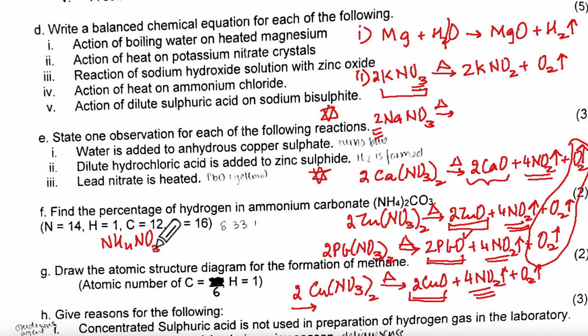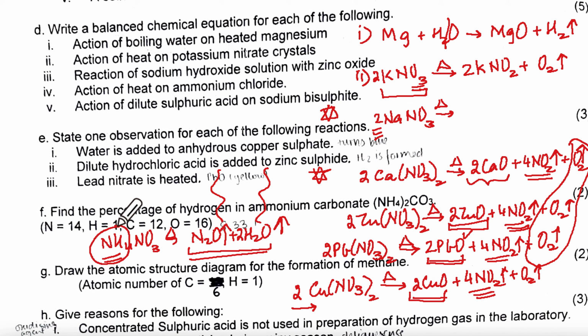This one is the only non-metallic nitrate. So on heating, it gives you N2O plus how many H2O? H's are 4, so 2H2O, correct? And this is the only one which leaves no residue. Can you see that? This also is a gas and this also is a vapor. So the only non-metallic nitrate leaves no residue.